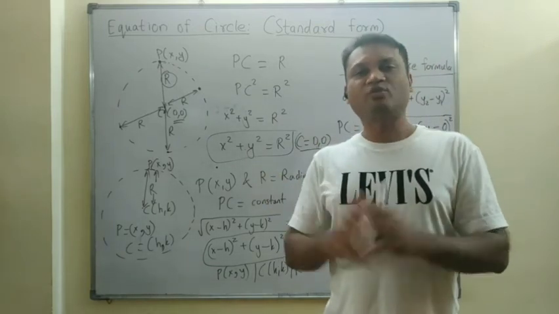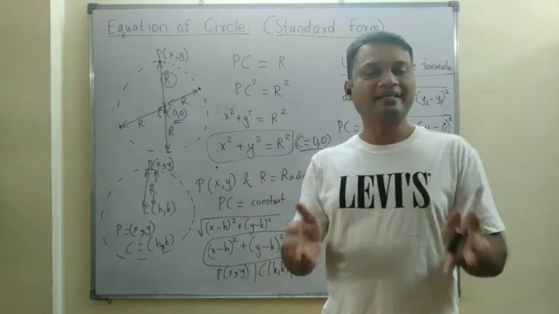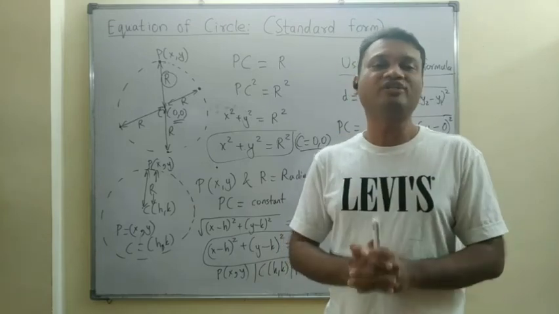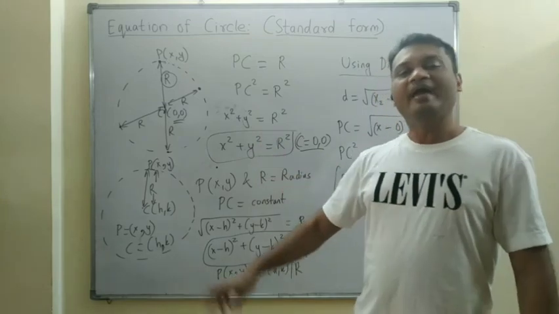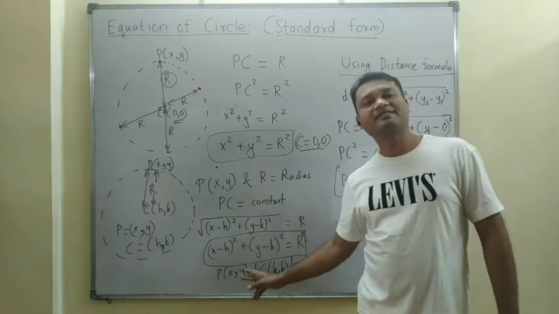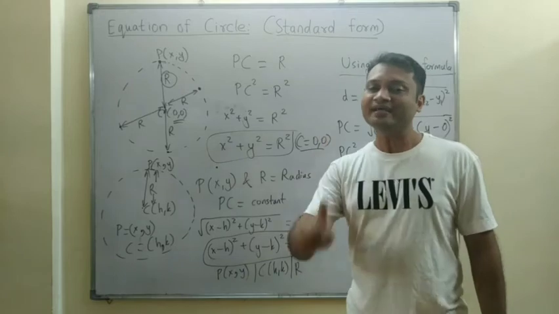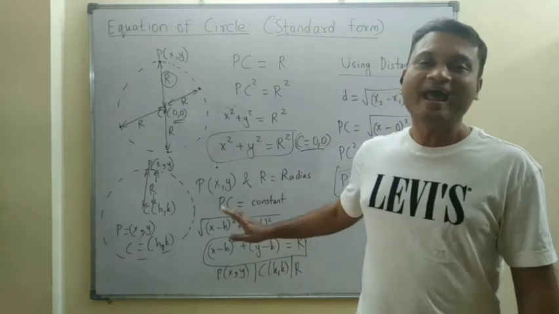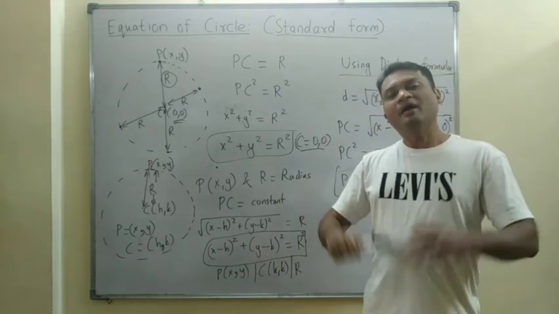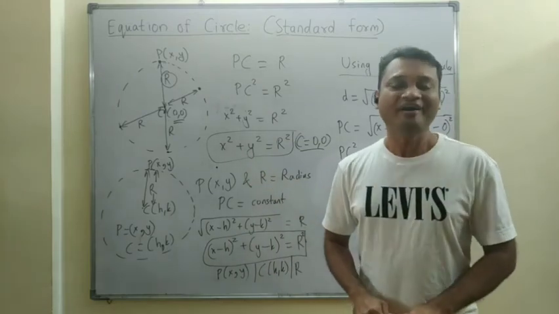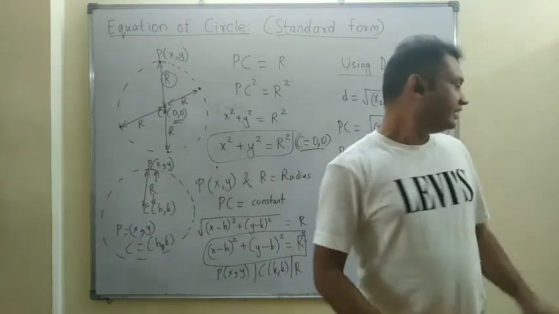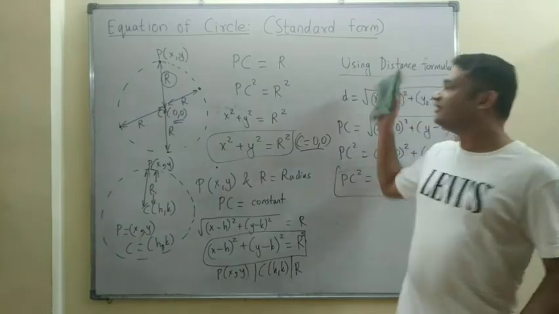x square plus y square is r square, where the center of circle is 0, 0, origin, and radius of circle is r. And we have another form, (x minus h) the whole square plus (y minus k) the whole square is equal to r square. Here center of circle is h comma k and radius of circle is r. In both the forms, x comma y is the general point on the circle. So this is the equation of circle in standard form.